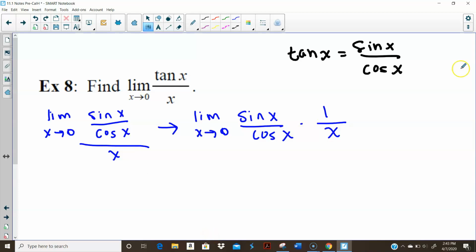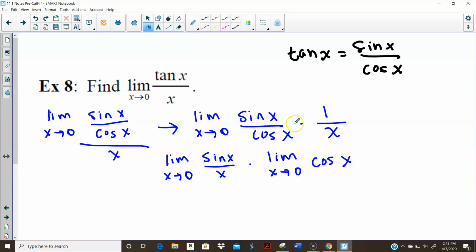From there, I can rearrange this problem. And using my properties, I can write it as the limit as x approaches 0 of sine x over x times the limit as x approaches 0 of 1 over cosine x. And you can see I just rearranged this because it's all multiplication. So I can write sine x over x, and then that would leave me with 1 over cosine x. Now let's find the limit.